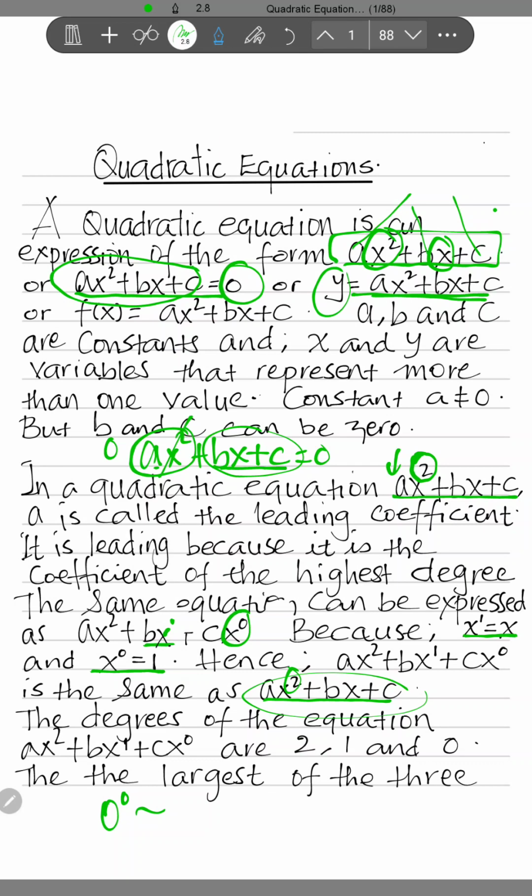What is the degree of this equation? In general, we consider the highest degree. So here we have ax squared, with 2 here, plus bx, with 1 here, plus c, x to the power of 0, with 0 here. We can have degrees or exponents of 2, 1 and 0. But the degree of this equation is just the highest one, wherever it is. It could be in the middle or at the end of the expression; it doesn't matter. The highest degree is the degree of the equation.